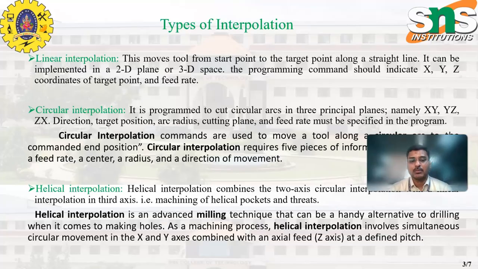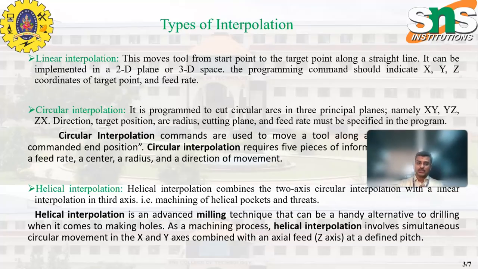Circular interpolation is programmed to cut circular arcs in three principal planes, namely xy, yz, and zx. Direction and target positions are considered for circular interpolation, whereas in linear interpolation we majorly see the axis target point and the feed rate. In circular interpolation we use both the target position and also the direction, arc radius, and cutting plane. The feed rate must be specified for this type of program. The circular interpolation commands are used to move the tool along the circular arc to the commanded end positions.